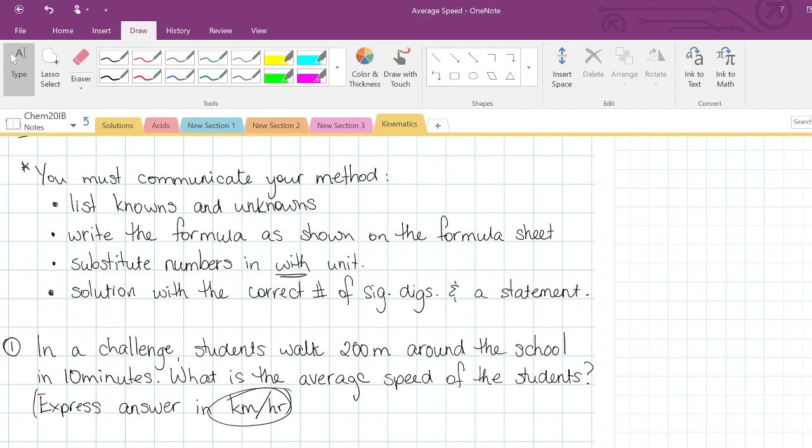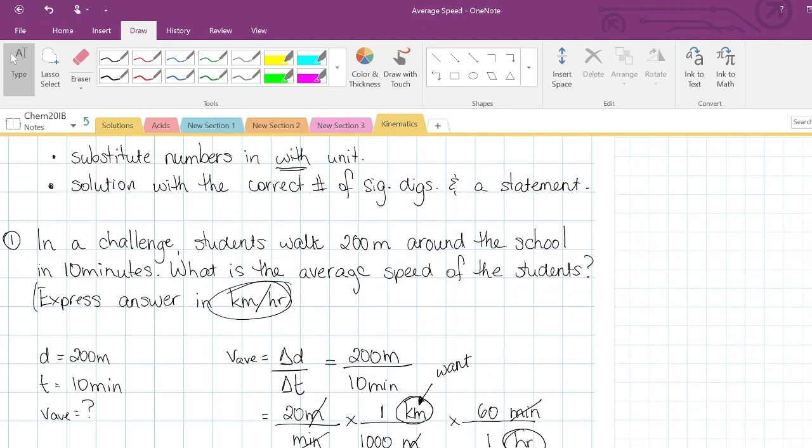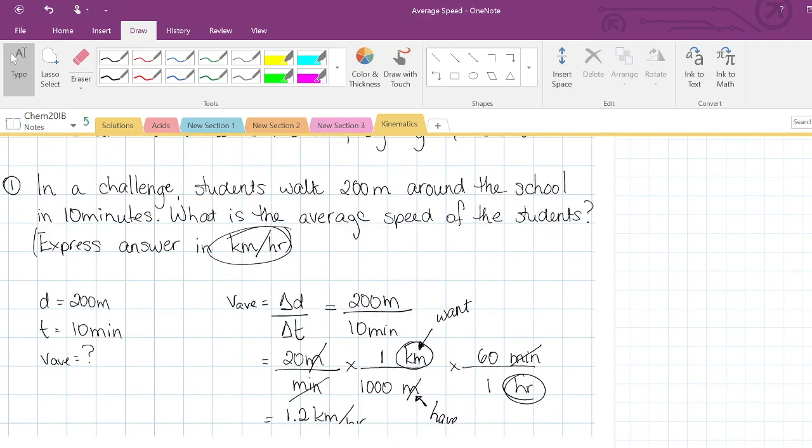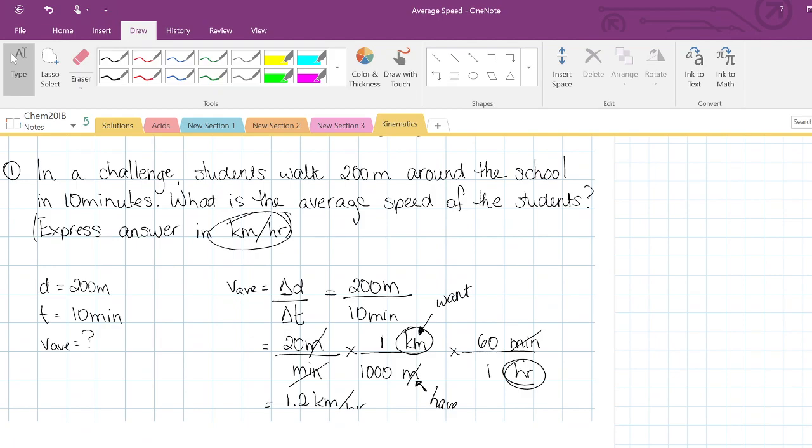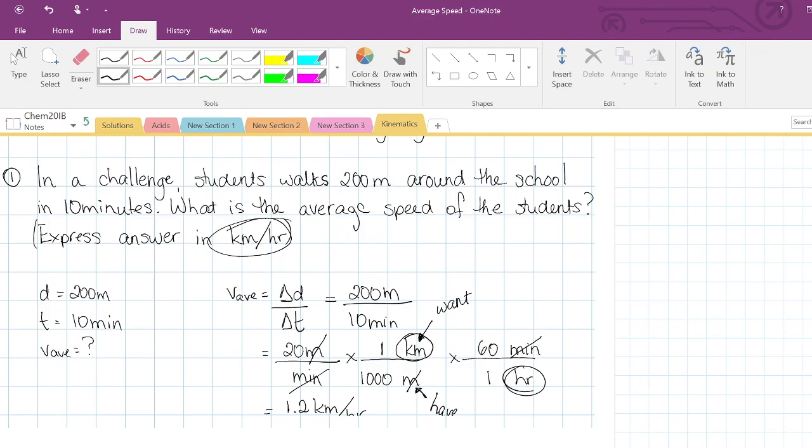So I've got an example for you here to calculate average speed. It says, in a challenge, a student walks, let's add the S there, a student walks 200 meters around the school in 10 minutes. What is the average speed of the student? Express your answer in kilometers per hour.